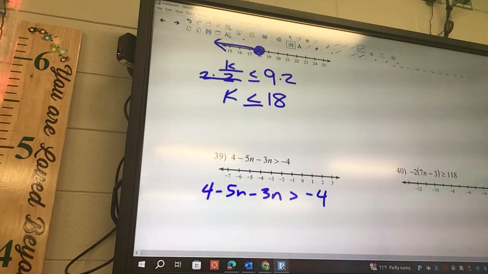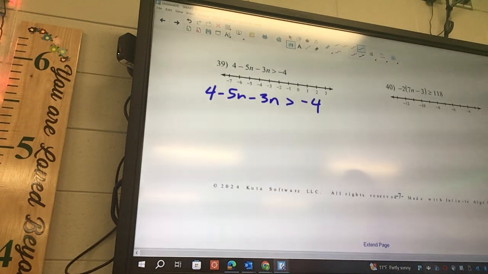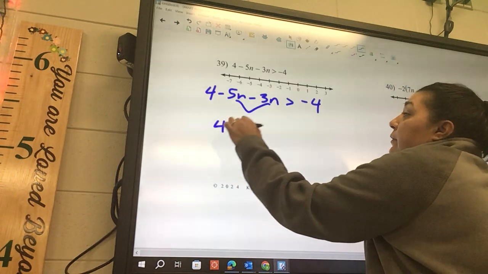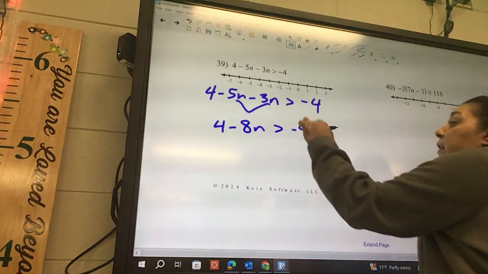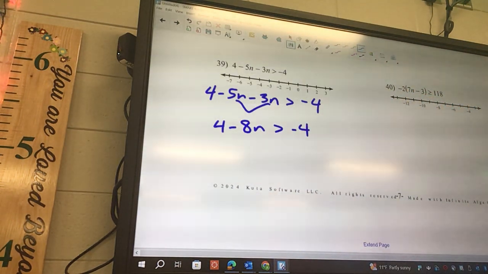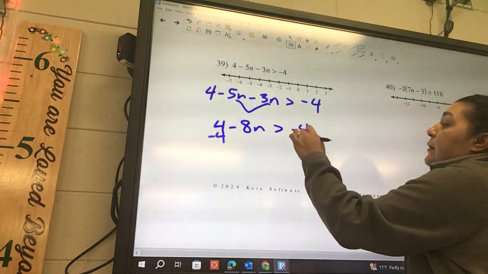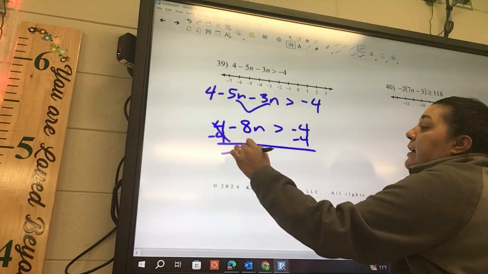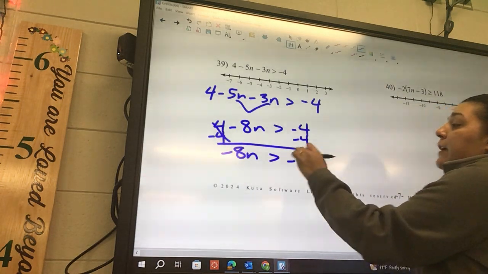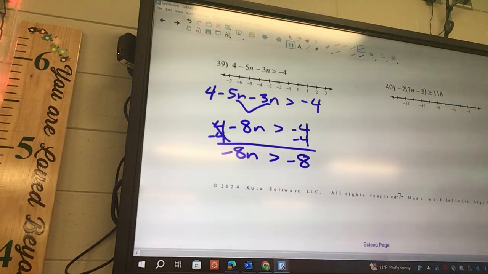Okay, 39, what needs done first? Combine negative 5 and negative 3 to give me a negative 8, so we got 4 minus 8n, and a negative 4. Okay, and then what? The 4. Minus 4 from both sides, so I got negative 8n and a negative 8. Divide by negative 8.